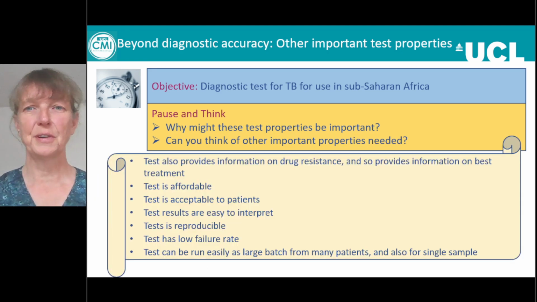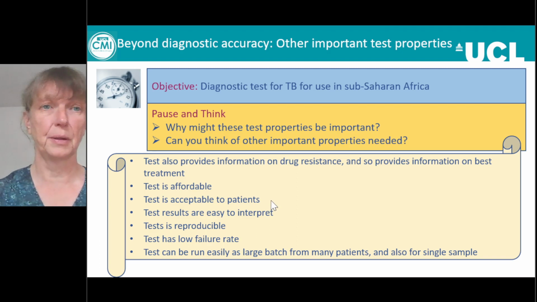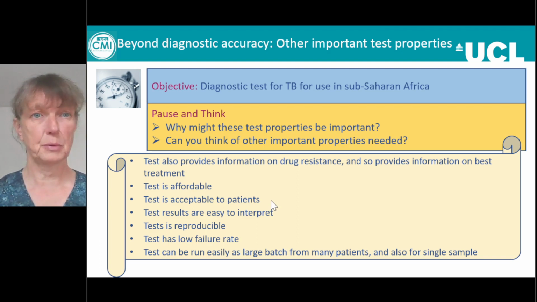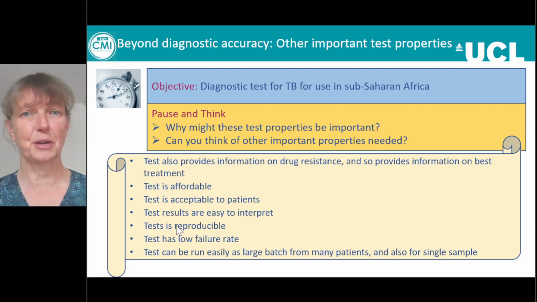So other important properties of a test you might want to know about include things like whether the test for TB also provides information on drug resistance, which would help you decide on the best treatment. Is the test affordable? Is it acceptable? Taking the sample, is that acceptable to the people who would take the test, or is it too embarrassing or invasive? Are the test results easy to interpret? It's all very well local point of care staff doing the test, but are the results easy to interpret?